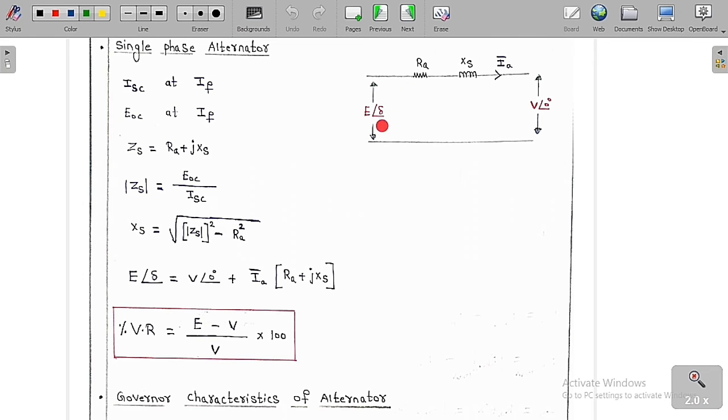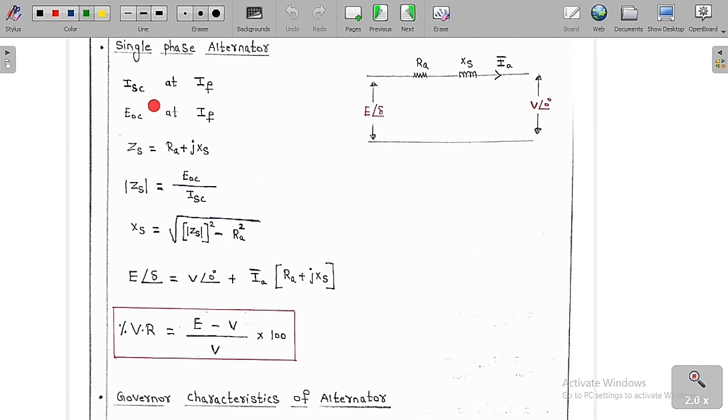I have already told you this is the EMF induced, and this is RA and jXS and IA bar and the terminal voltage. It is the phase voltage. These are per phase, or we can say single phase alternator. So this is the EMF induced and this is the terminal voltage. I have already told you that in an alternator E is always going to lead V.